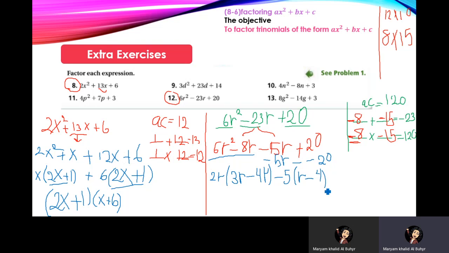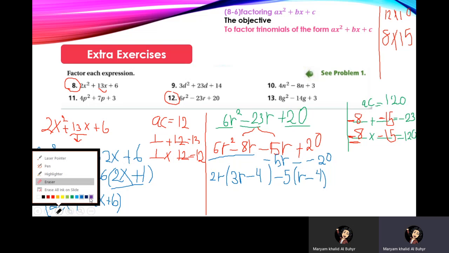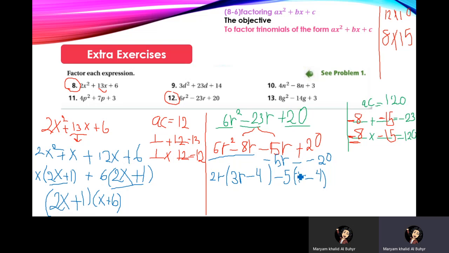4. Sorry, I wrote here r again. If I took r outside, I don't need to write it. So there is no r here. And here, I missed writing 3. So 5 times the 3 is 15. That is 15. Great. I need this one and this one exactly the same. That's what I have. Just pull it out: 3r minus 4 times 2r minus 5. I'm done.